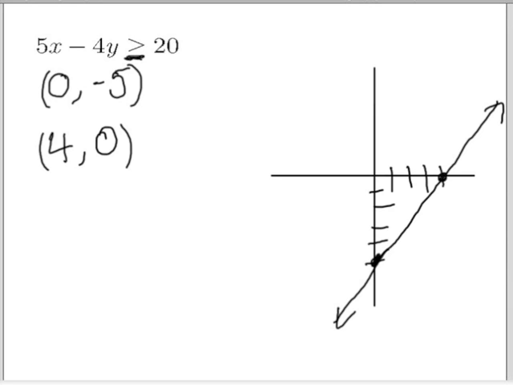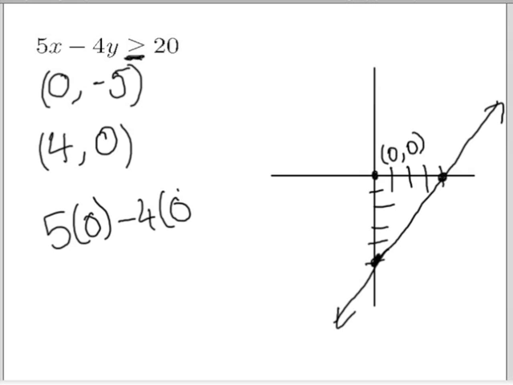With our solid line, we now look at where we have to graph. Since I have 0, 0 as a point not on my line, plugging 0, 0 into my inequality would make my life a lot easier. If I plug 0, 0 into my inequality, I get 5 times 0 minus 4 times 0 is greater than or equal to 20. 0 minus 0 is 0, and that is greater than or equal to 20.